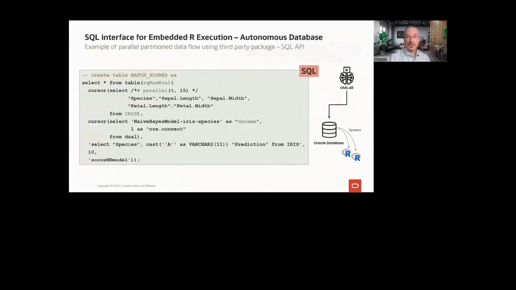Here's the corresponding SQL invocation using rq-row-eval. You'll see some familiar parameters from the previous example. We have the data iris with a parallel hint to indicate that we want 15 R engines. We have the parameter list, the result structure, the number of rows to feed in each invocation, and the name of the UDF in the script repository.